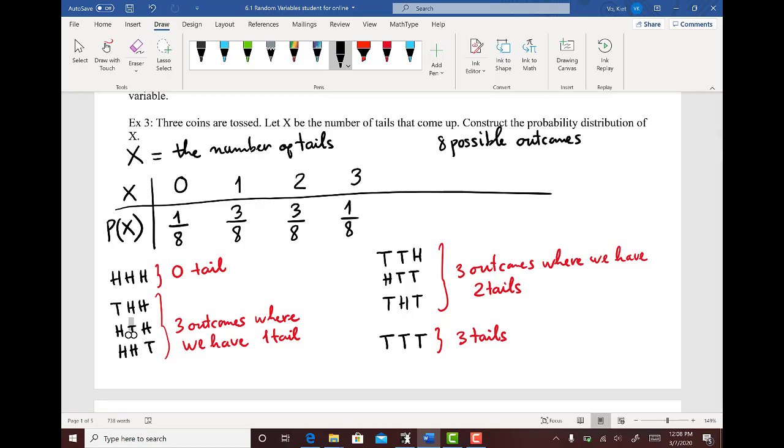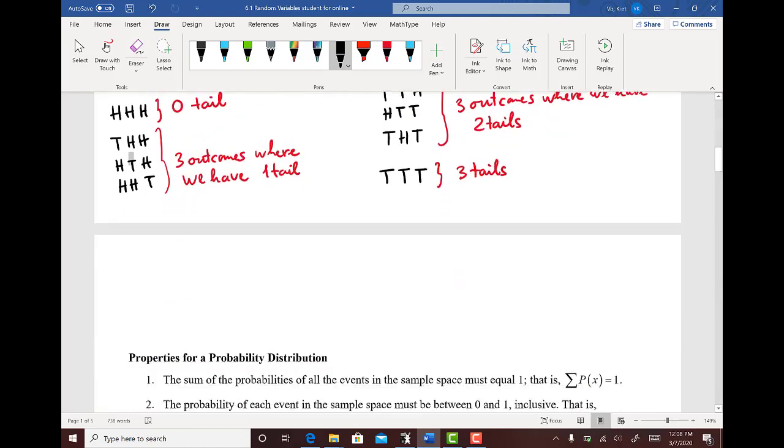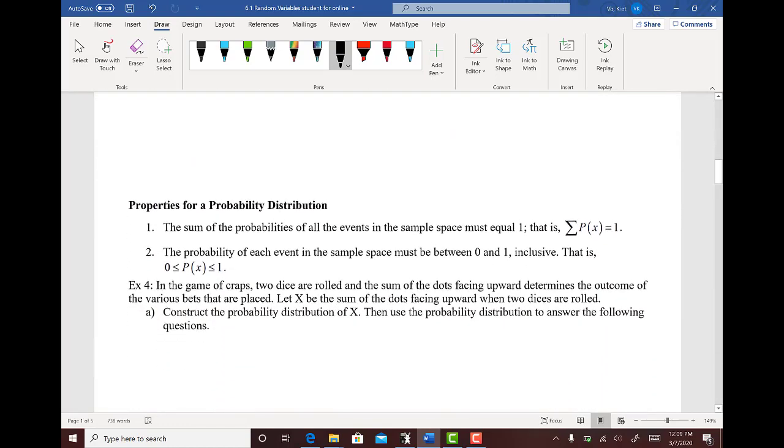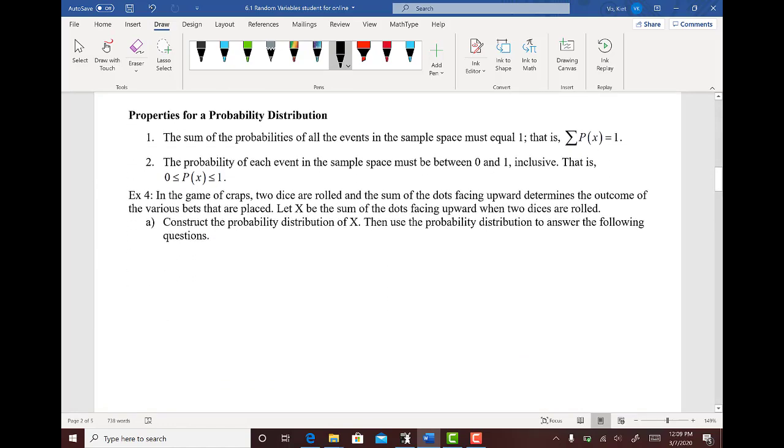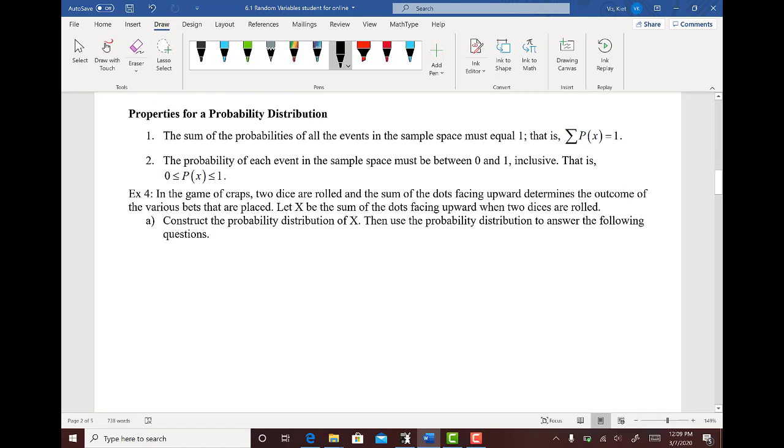And if you add each of the probabilities here, then what do you get? So you take 1/8 plus 3/8 plus 3/8 plus 1/8. You would get 8/8, which is equal to 1 or 100%. So these are the 2 important properties for a probability distribution. You see that the sum of the probabilities of all of the events in the sample space must be equal to 1. And in notation it is this: the sum of the probability of x is equal to 1.